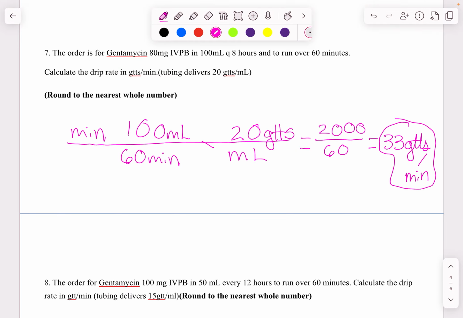Hope that was clear. You start with the minutes as the placeholder, and then you know that you have 60 minutes, and then you're running this 100 mLs over 60 minutes. You need to balance out your problem with the mLs, and then to match your mLs, it's married to this drops right here.